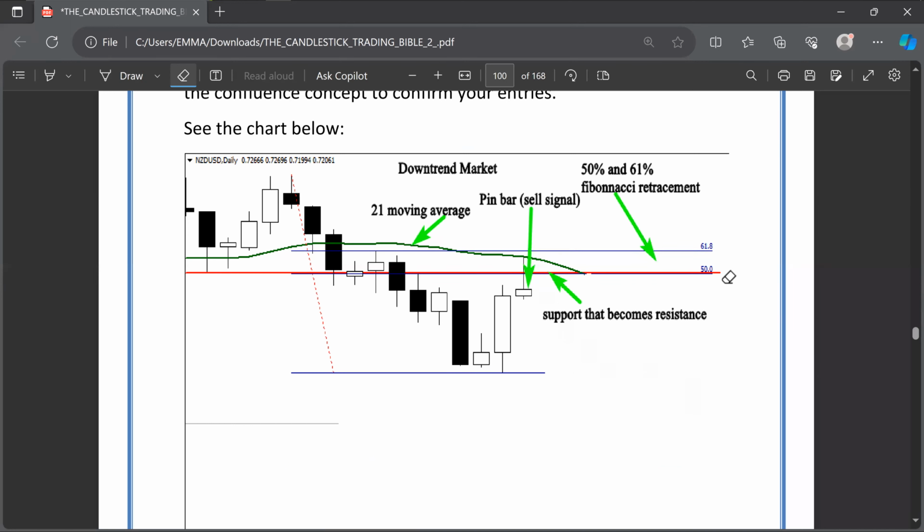21 moving average, right? Price also got there. And then what happens? So let's see what happens afterwards. So now we are going to assume that price will go this way.